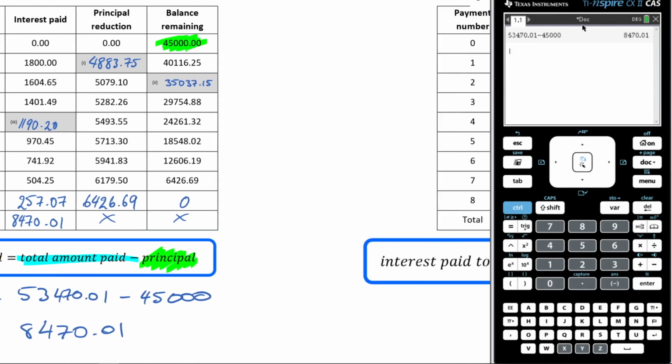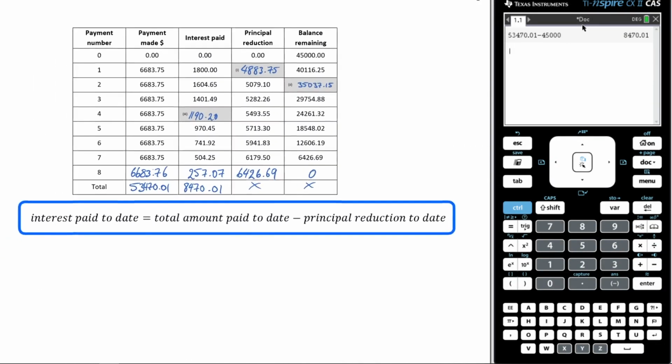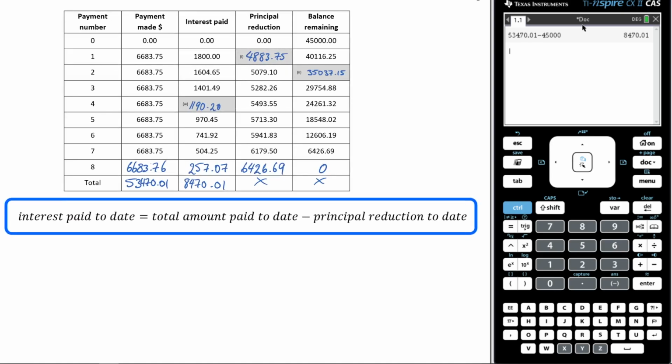We're now going to look at this idea of figuring out not the total interest paid, but rather interest paid to date. So to a certain point. Let's just pick a point here. Let's just say after 3 repayments. Okay, so after 3 repayments, how much interest have I paid?